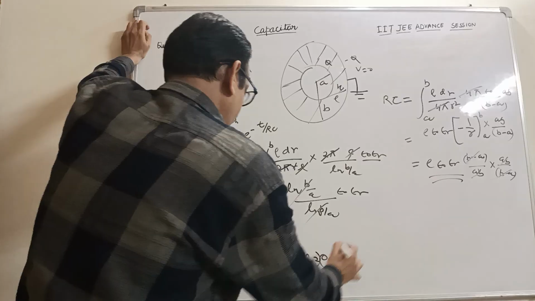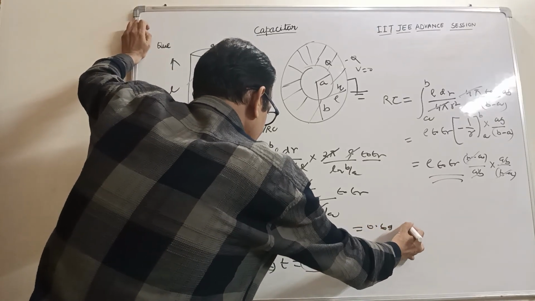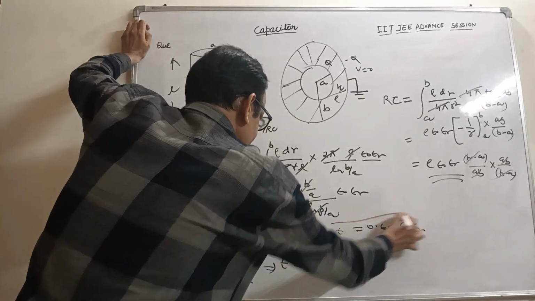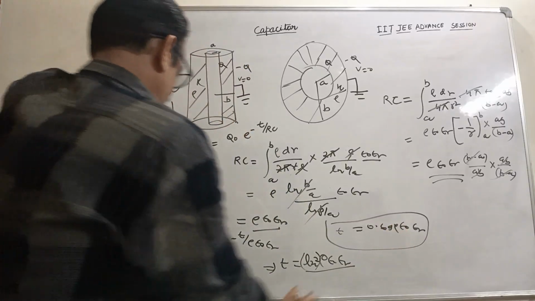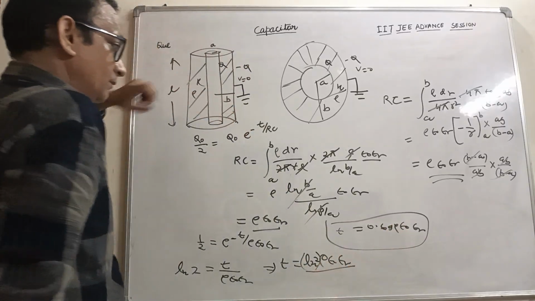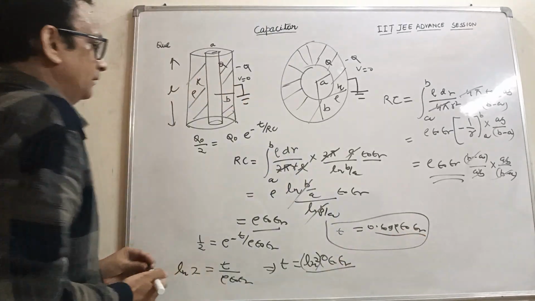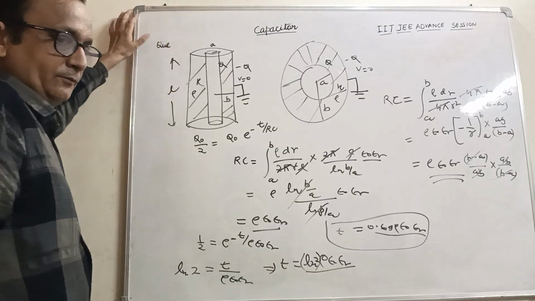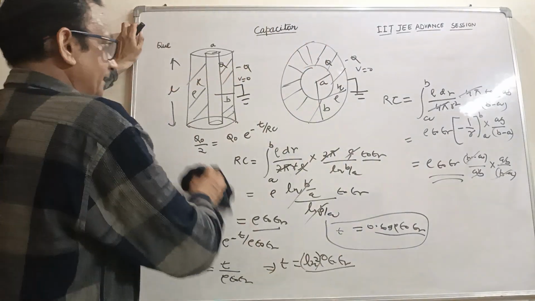So the value of natural log 2 is 0.69, times epsilon naught epsilon r and rho. This is the time, and this is the answer. So after that time, the capacitor would have half charge leakage.